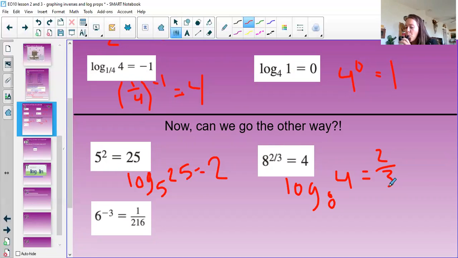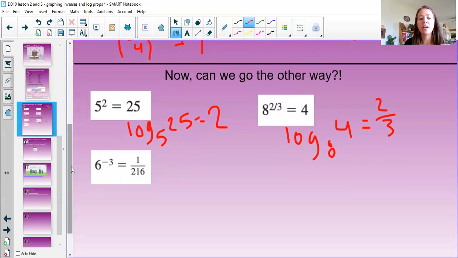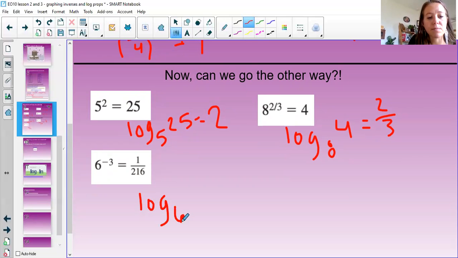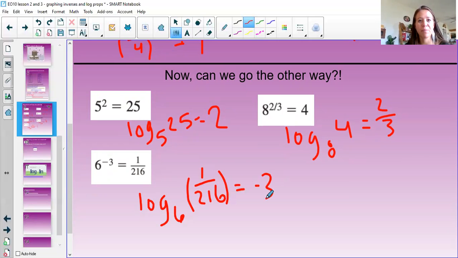Okay, one more. Let's do 6 to the -3rd power is 1/216. So we can say that the log base 6 of 1/216, I am going to use parentheses just so it doesn't get too messy, is equal to -3. And that's exactly how we write it.